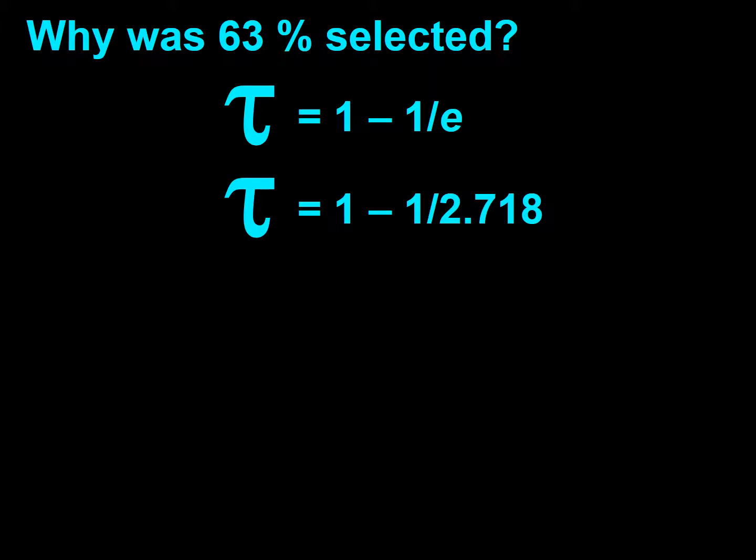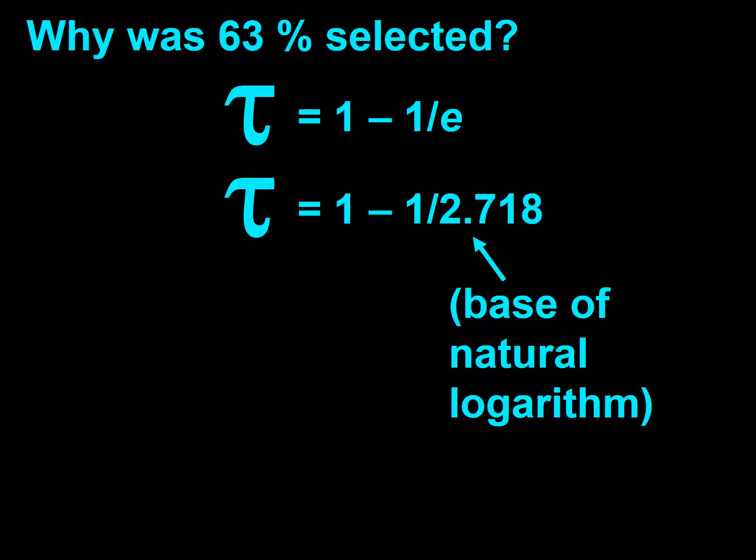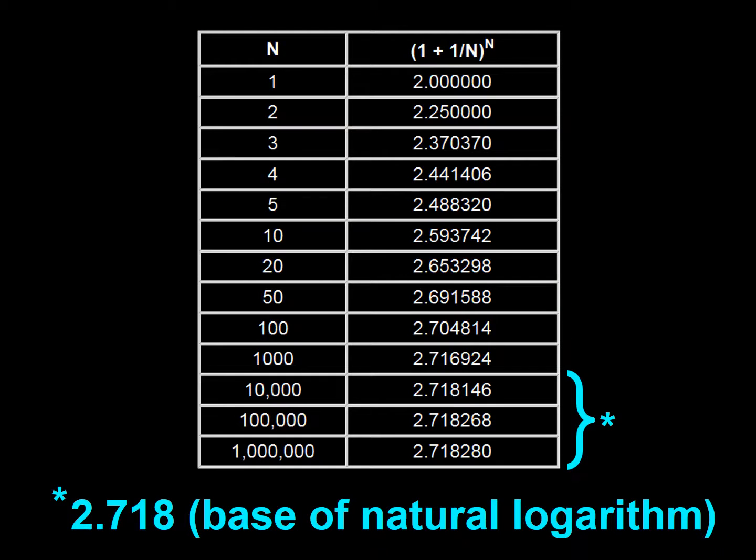The value of e is 2.718. This number is the base of natural logarithm. It was chosen because it varies very little despite the increasing value of n. You can see in this figure that going from 10,000 to 100,000 to 1 million makes very little change on the number.